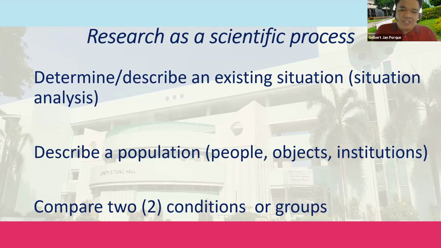Okay, next, describe a population. And that population could be people, it could be objects, it could be an institution. People, for example, are studies conducted among student nurses. Object, for example, if I want to study about drugs, that could be a study in objects. And then institution, okay? Researchers right now would allow you to conduct a study in a certain institution.